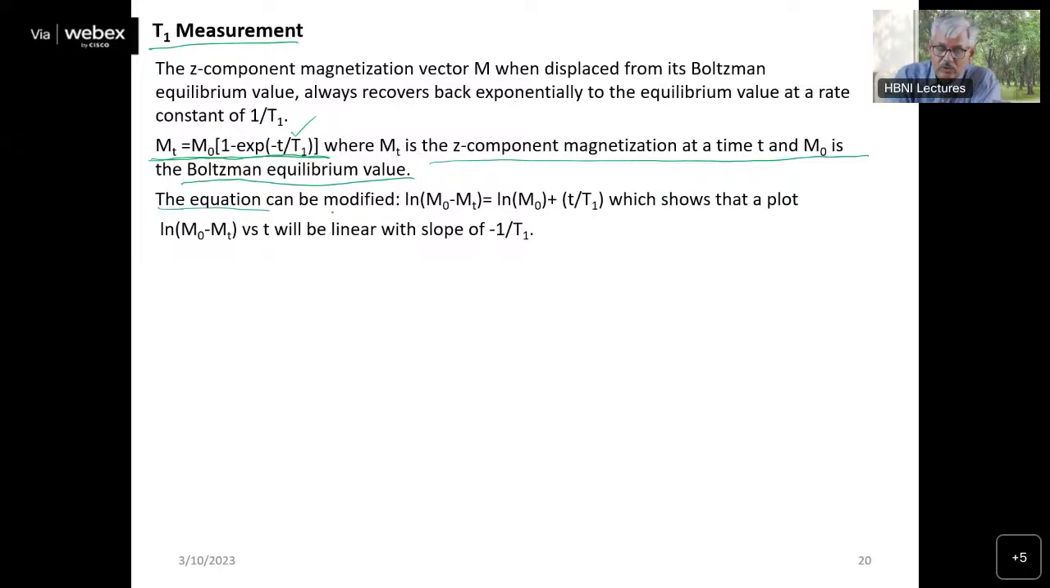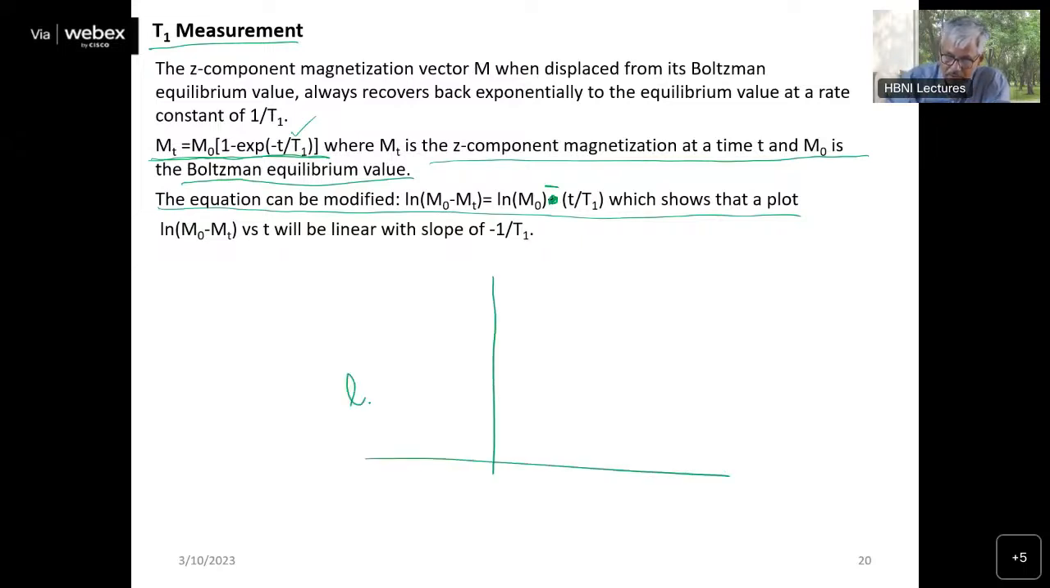And in that equation, ln of M0 minus Mt equals ln M0 minus t by T1. So ln M0 is nothing but your equilibrium. As soon as you give the pulse, you detect the signal intensity, so that is your M0. And then for Mt, you bring it to the XY plane and allow it to undergo the T1 relaxation, and you measure that value.